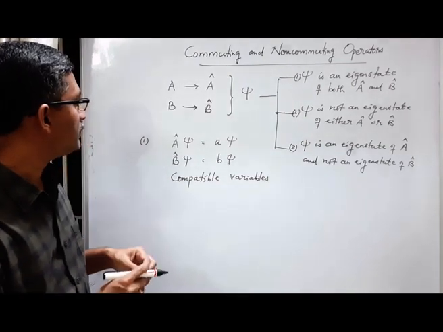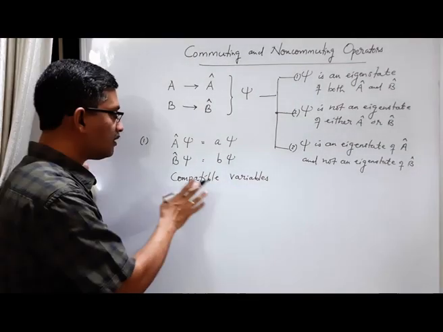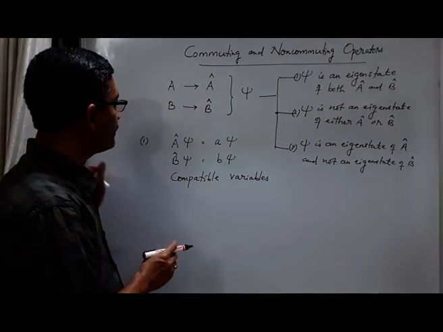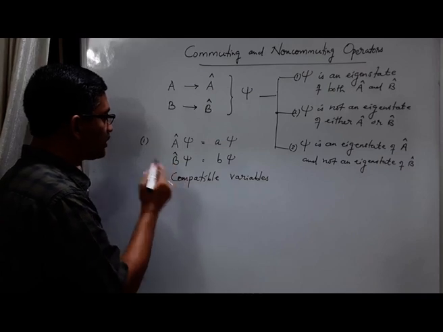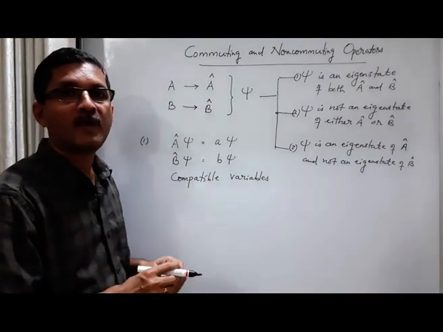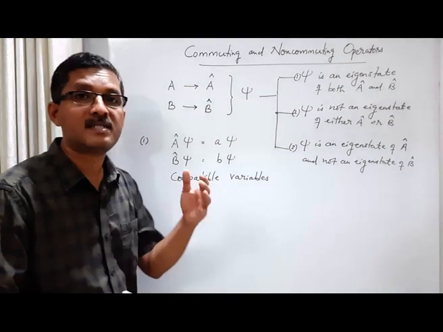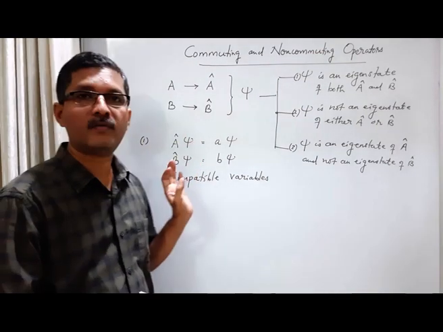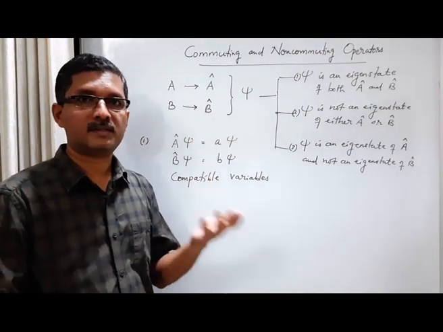Yes. Now let us move further. Let us consider one more property of these compatible variables. Let us try to measure A and B, one after the other, in the same member of the ensemble.